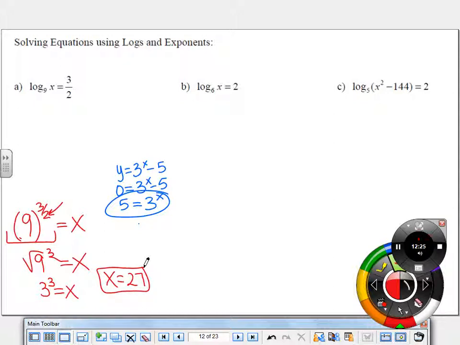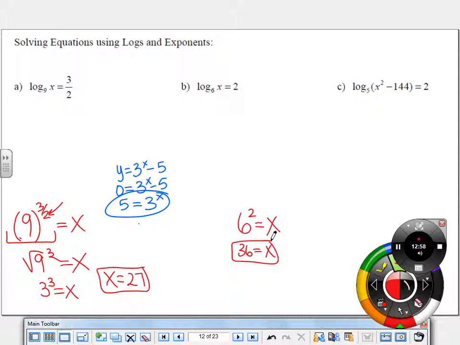All right, so someone new, rewrite the next one for me. Because I don't know log base 6 of what would equal 2. Maybe I do know off the top of my head, but if I don't know, I want to rewrite it. So someone tell me how I can rewrite the second problem in exponential form. Okay, 6 is the base. 2 is the exponent. Equals x. So x is 36. Easy.